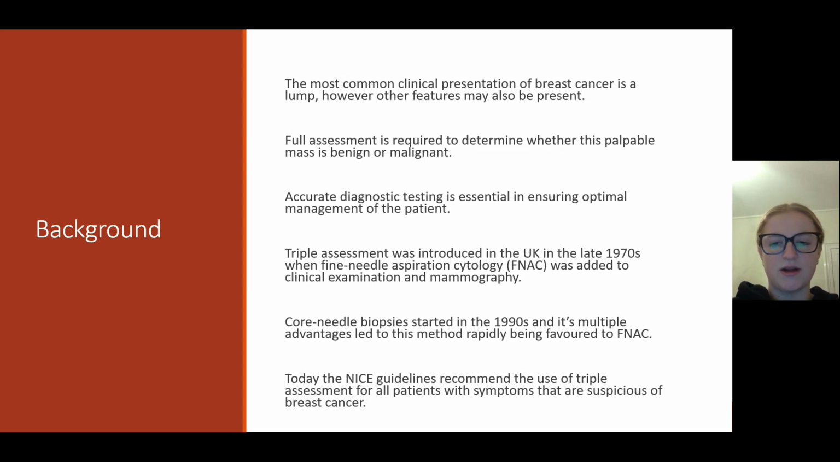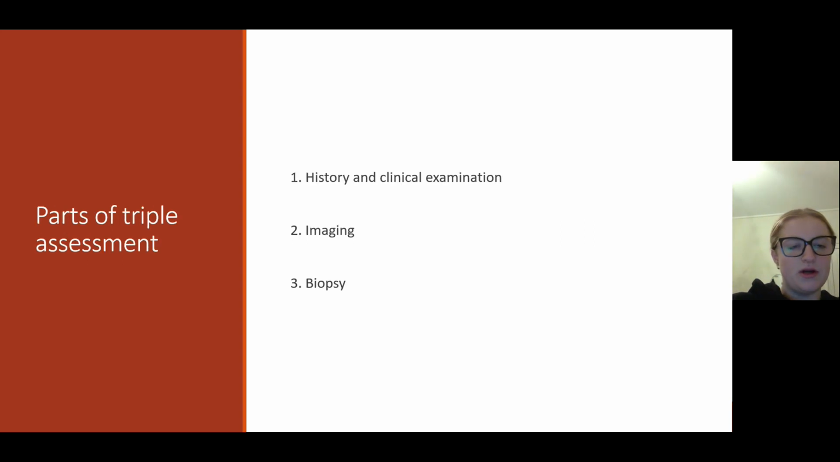Today, the NICE guidelines recommend the use of triple assessment for all patients with symptoms that are suspicious of breast cancer once referred on the 2-week wait pathway to breast clinic. Parts of a triple assessment are history and clinical examination, imaging, and finally, a biopsy.